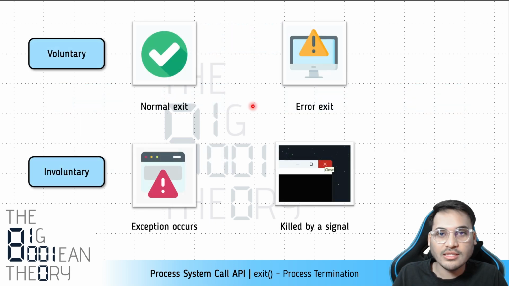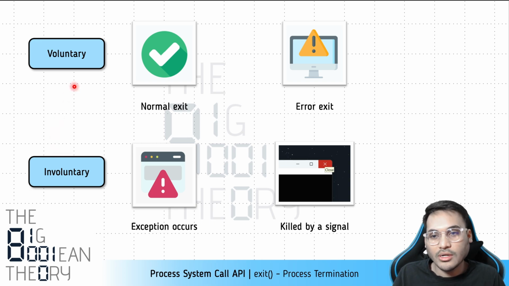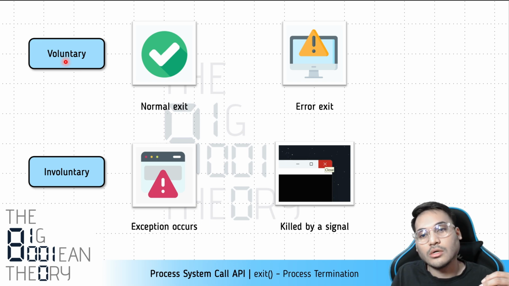Before looking at the exit system call, let us talk a bit about process termination, the different ways and scenarios in which a process can get terminated. Basically, there are two types of termination that I want to talk about. The first one is voluntary, and the second one is involuntary. The difference is that in the first case, the process is the one who is requesting the termination, basically initiating the termination. In this case, the termination is voluntary.